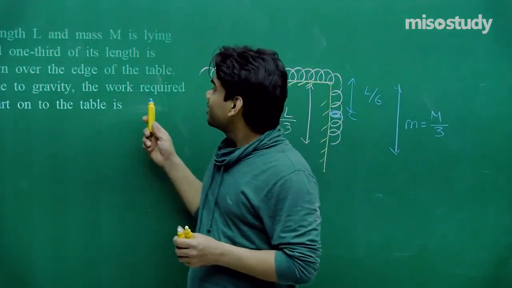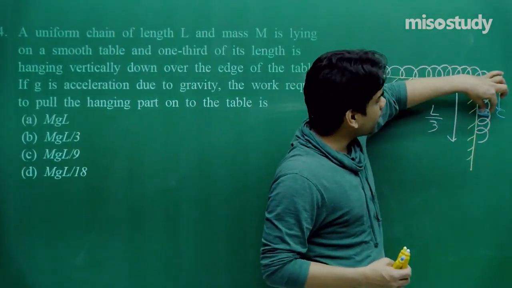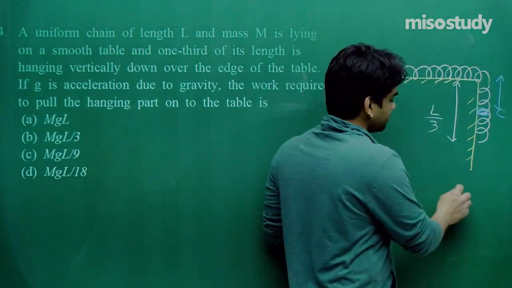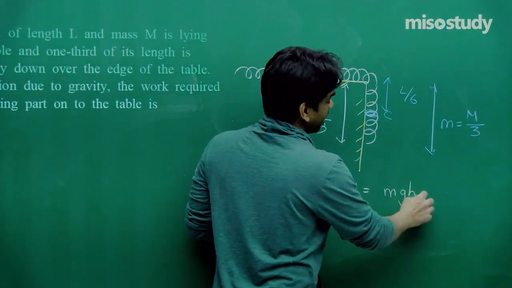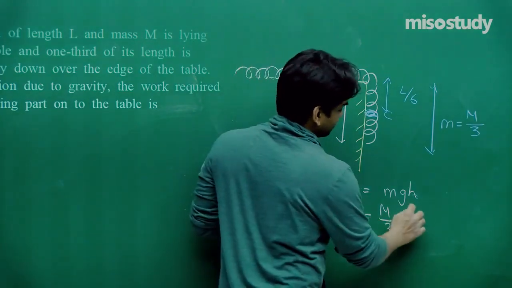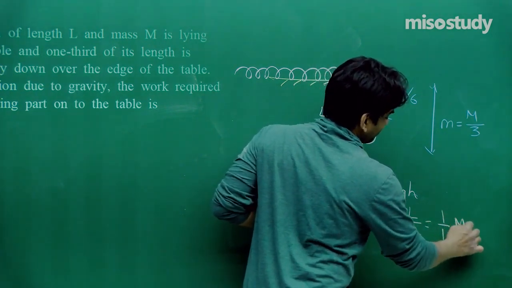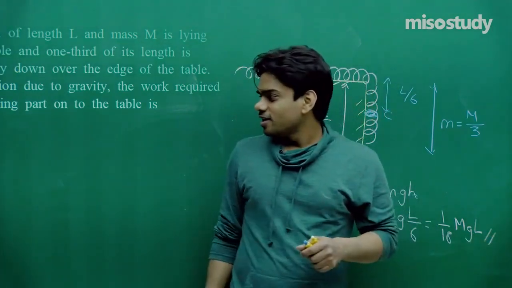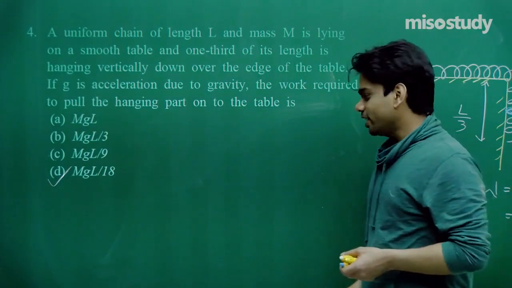Now it says the work required to pull the hanging part onto the table. So you can think that you will be lifting a point mass from this point onto the table. So work done will be equal to the increase in potential energy, that equals m g h. Mass is M by 3, then g, and h is L by 6. So 1 by 18 mgL. This is the answer for this problem, 1 by 18 mgL. So option number D is the right answer.